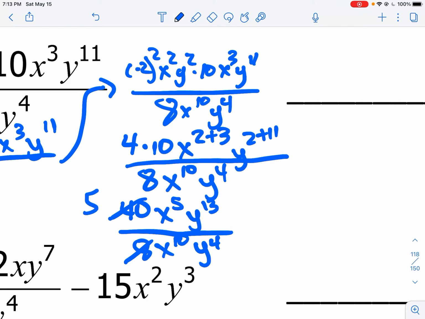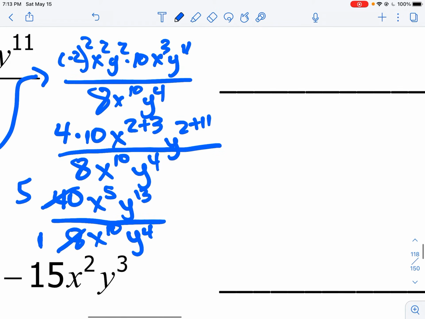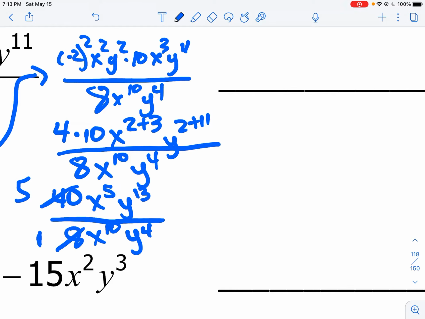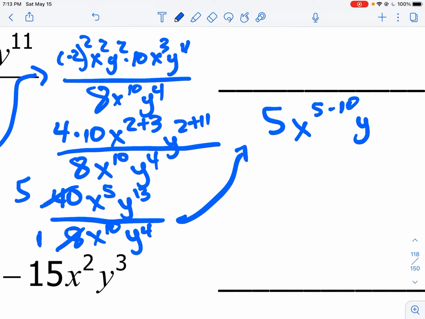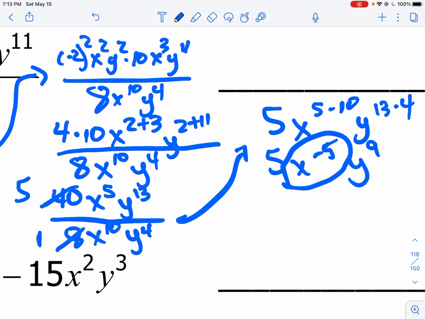8 goes into 40 5 times. And again, I subtract my exponent. So I have x to the 5 minus 10, y to the 13 minus 4. I get 5x to the negative 5, y to the 9th. This part right here is negative, so it goes to the denominator. So I have 5y to the 9th over x to the 5th.